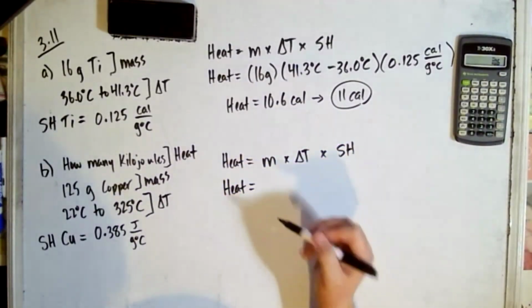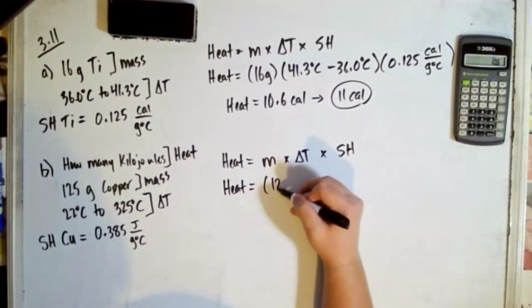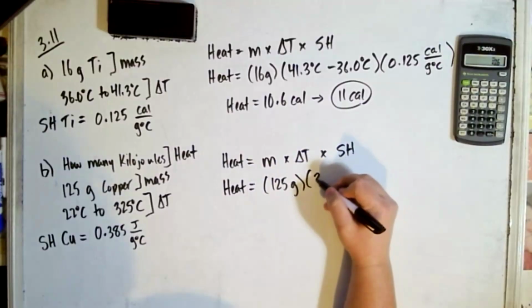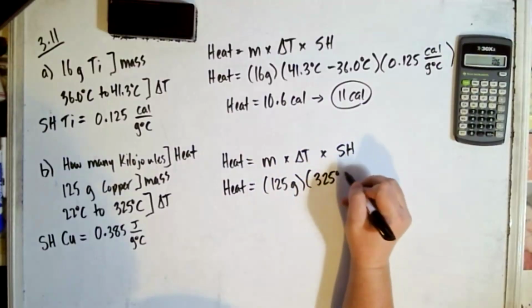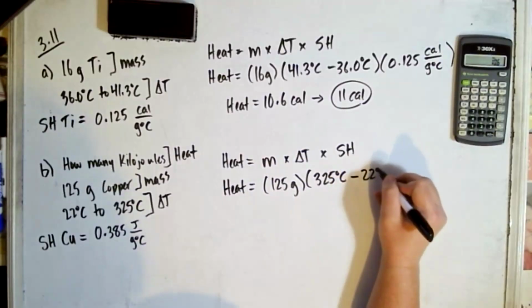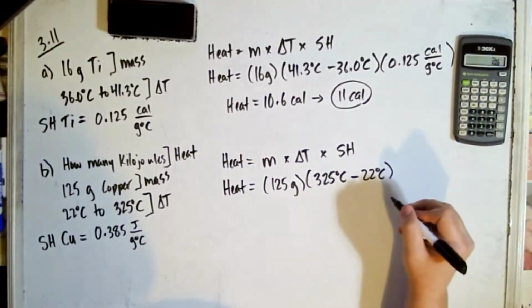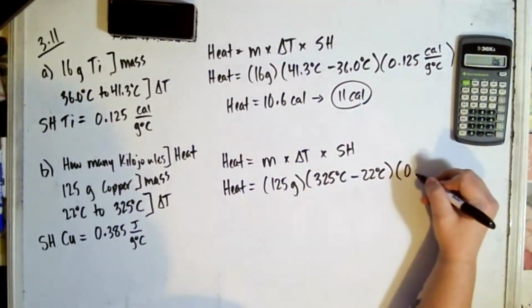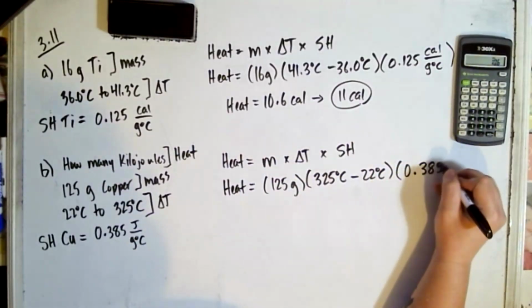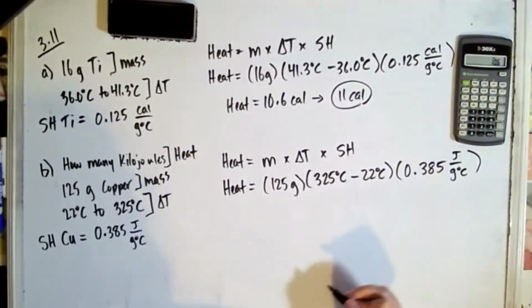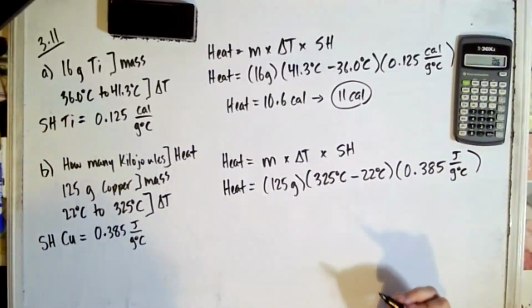Okay, so our mass is going to be 125 grams. Our temperature change is going to be 325 degrees Celsius, which is our final temperature, minus 22 degrees Celsius, which is our initial temperature, times our specific heat value in joules. Okay.